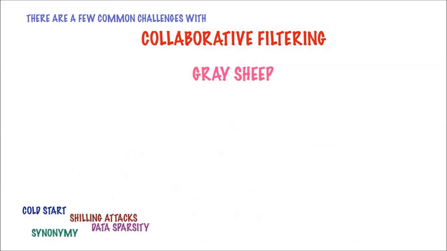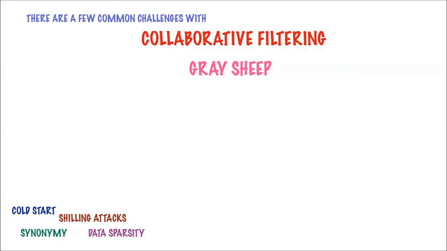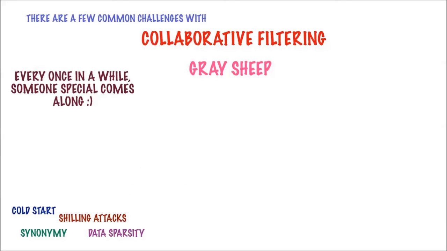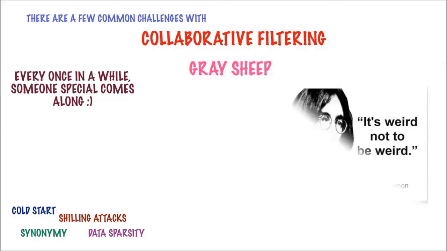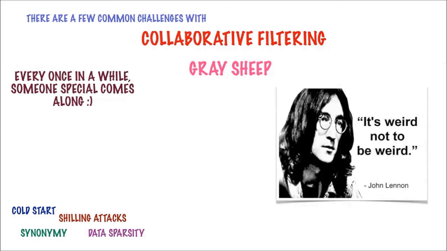Gray sheep are users who are a little weird. There's nothing wrong with that. Every once in a while, some people are just special. John Lennon said that it's weird not to be weird. And most people are weird. So their opinions are not consistent. You cannot lump them in with a large group of people.